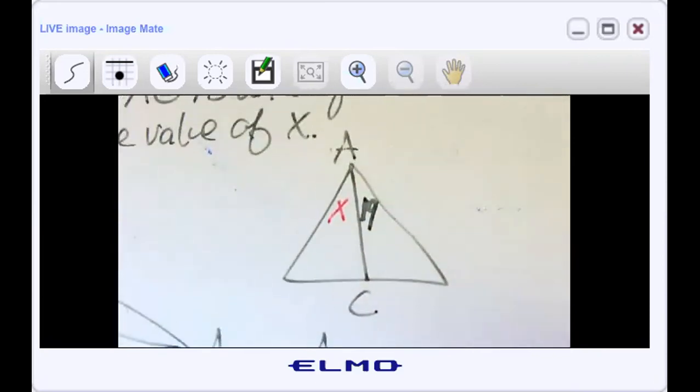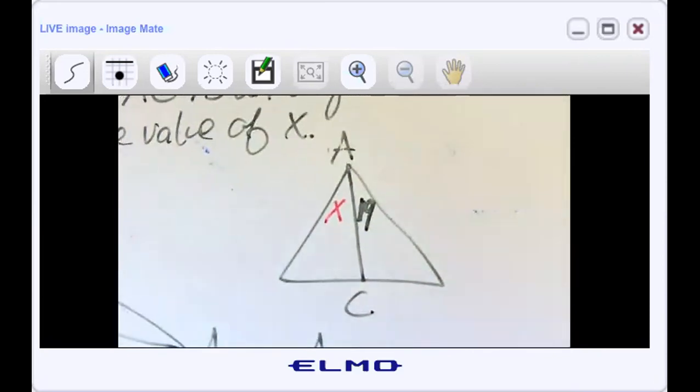This one here, same thing. I still know that AC is an angle bisector. So what must the value of X be? Olivia.